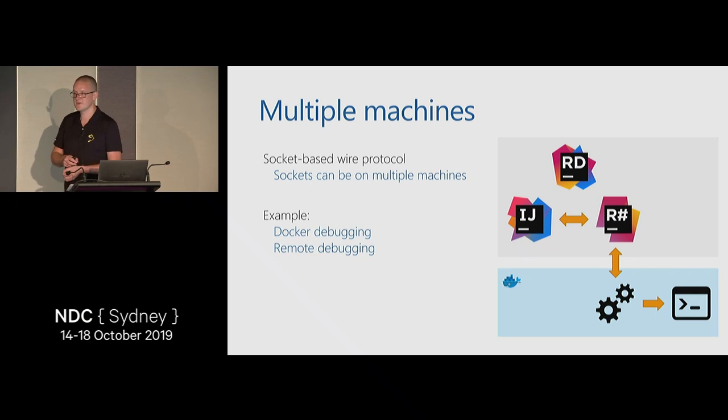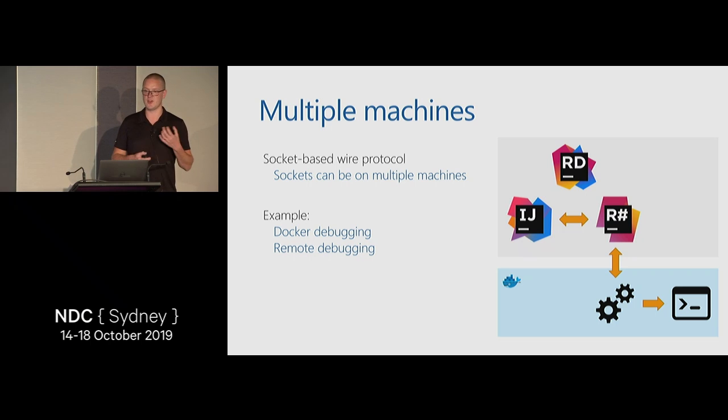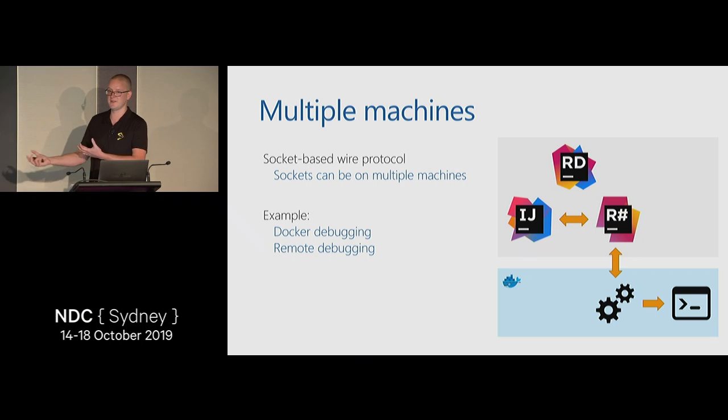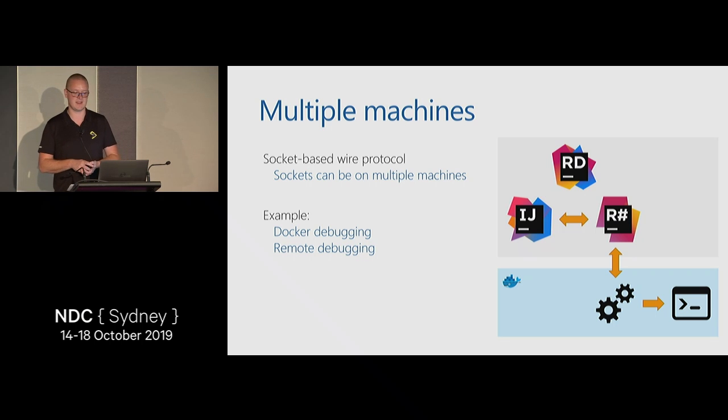Another cool thing, since the protocol is socket-based, we could run the protocol across machines, and that's especially handy when you're using Docker and you want to debug your Docker container. In fact, that Docker container is really a different sort of machine. So we could run our debugger process inside of the container and then set up a socket connection with Rider to get the information when you debug an application that is running in that container. So Docker debugging works like this, and remote debugging works like this as well.